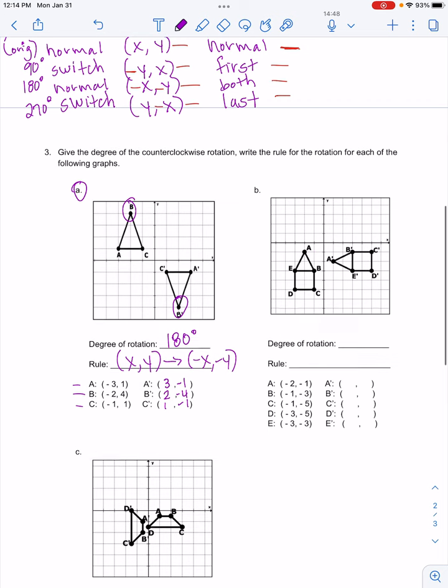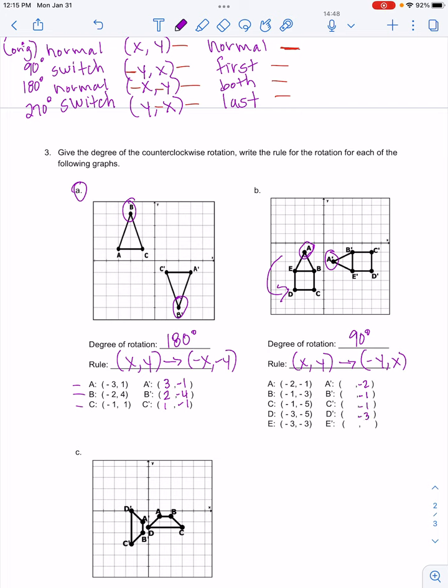Let's do this next rotation, and this rotation is going to be a 90-degree rotation. Remember, we're rotating it counterclockwise. And the rule for a 90-degree rotation we wrote above is the X number is going to switch to the Y position, but it's not going to change its sign. However, the Y number is going to switch to the X position, but change its sign. And you can go back and check and make sure that those coordinates are correct.